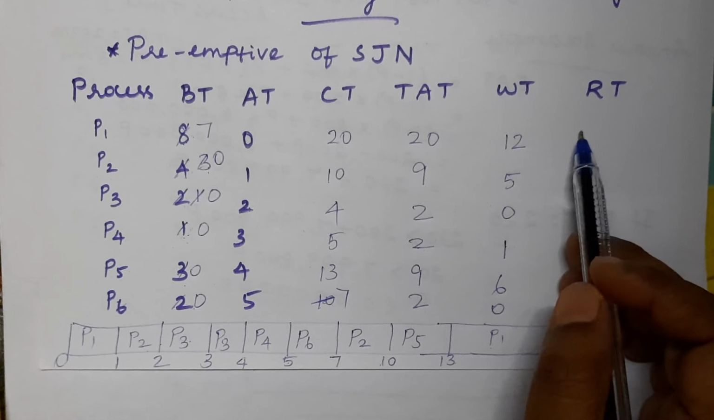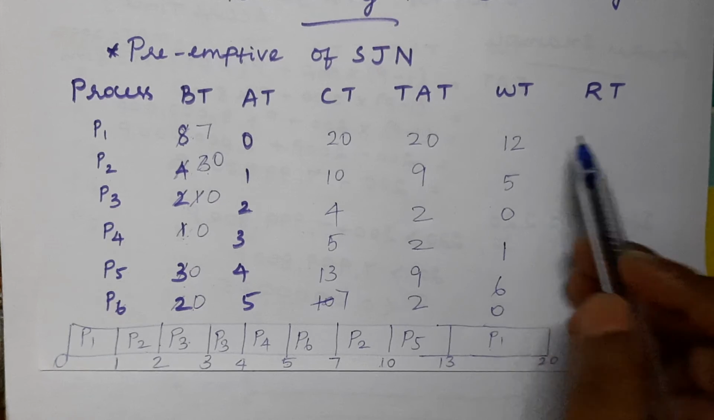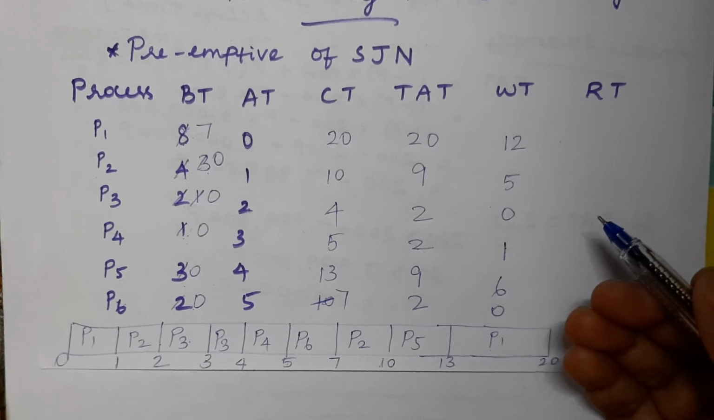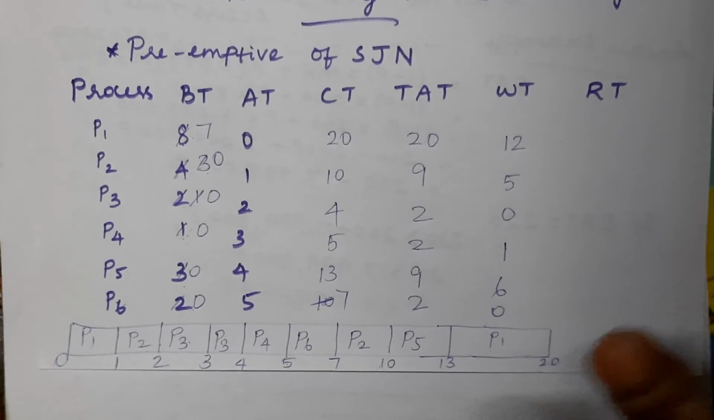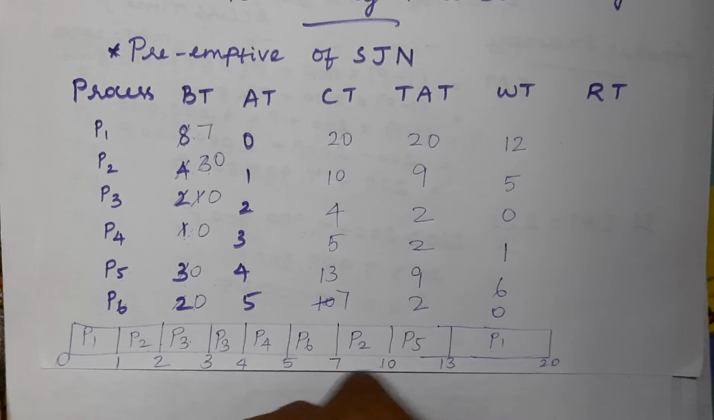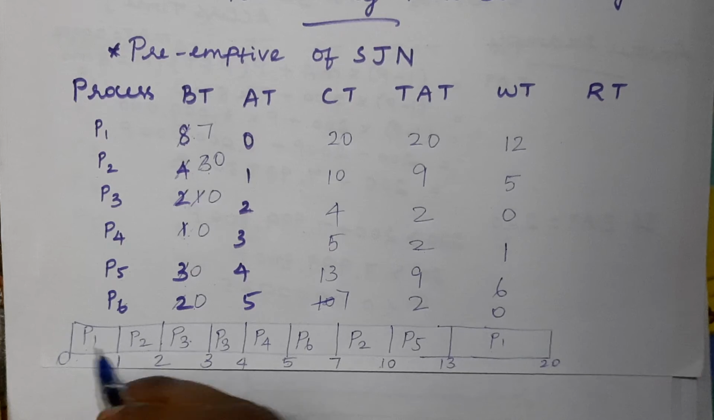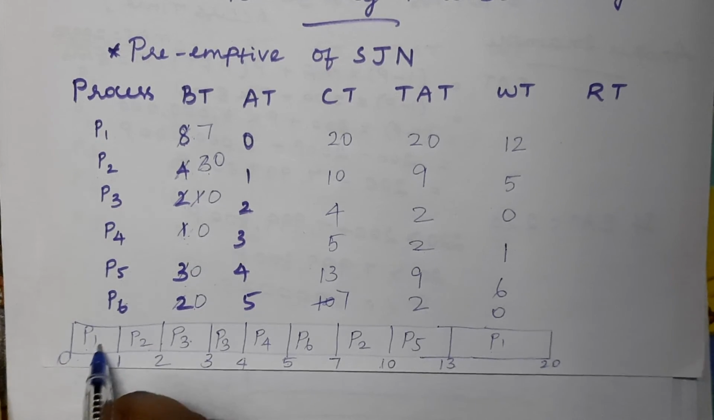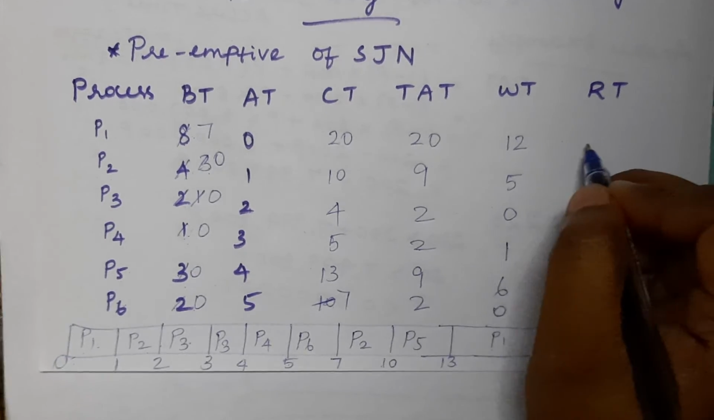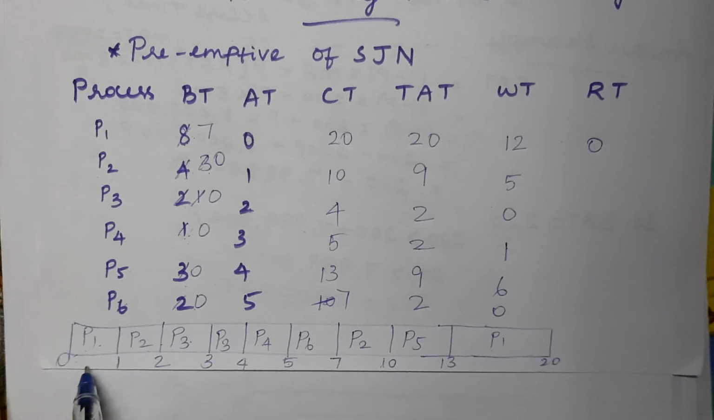Now we can include one more time in this scheduling, that is response time. Response time is nothing but, whenever the process has arrived in the ready queue and when it gets its first response from the CPU, which means when it has been scheduled first. If you take the first process, it has been scheduled at 0. We are only checking the first time of scheduling, not the second or third time, right?